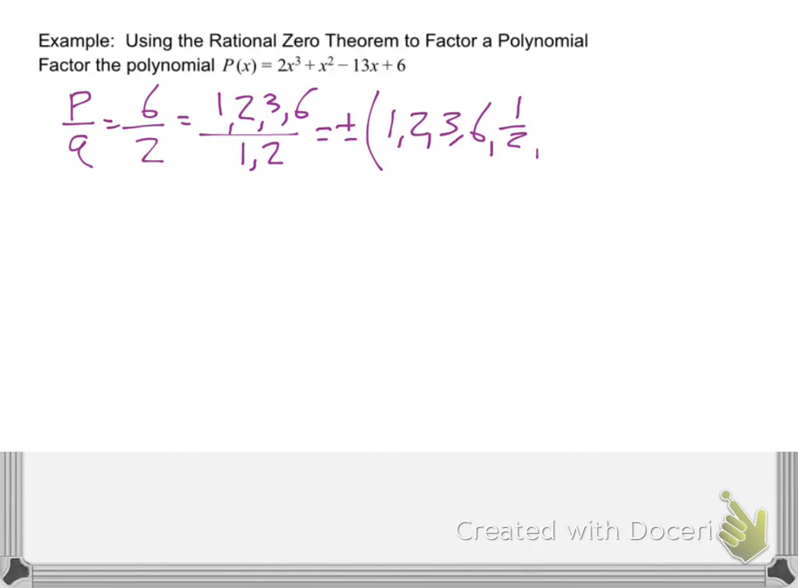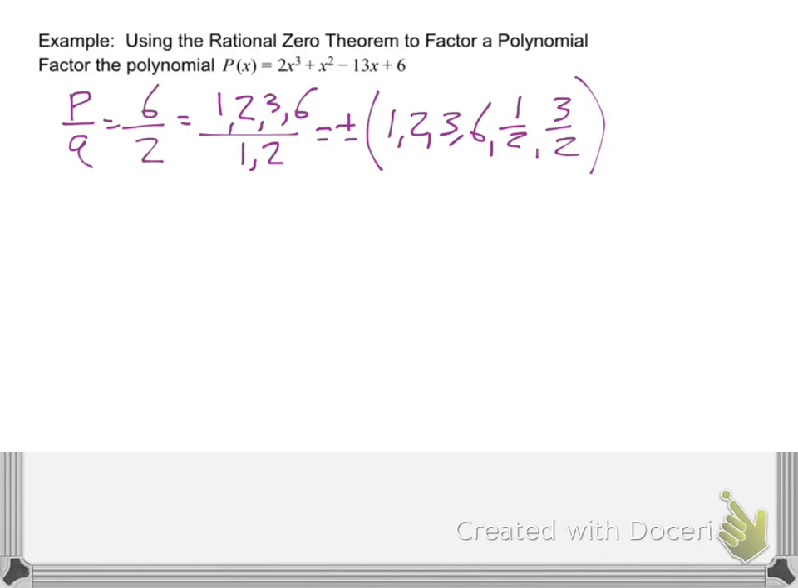Covering up the 1 again. 2 divided by 2. 3 divided by 2. 3 halves. And 6 divided by 2. So the only extra one we needed is this. What we found are 6 possible positive solutions and 6 possible negative solutions, making 12 possibilities. I personally would rather check 12 possibilities than checking things that won't work.